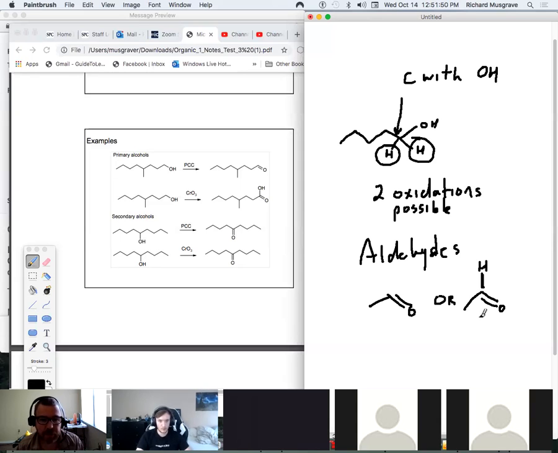And as you can see, if we hit the primary alcohol with CrO3, then it goes all the way through to the carboxylic acid. Now that carboxylic acid could be drawn the way I've got it, or if it makes more sense to you, like this. But they're both the same thing.